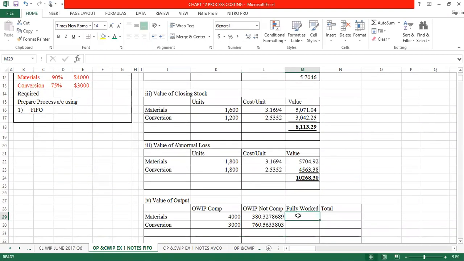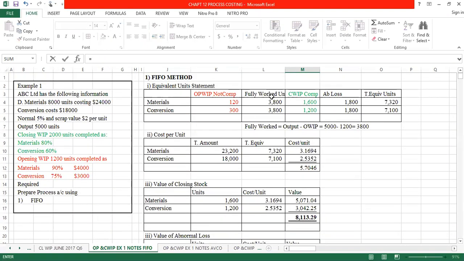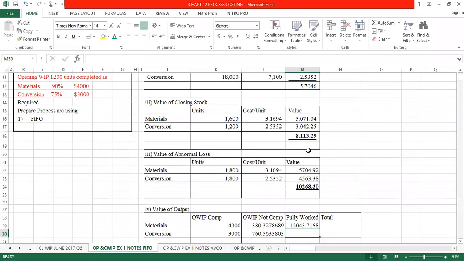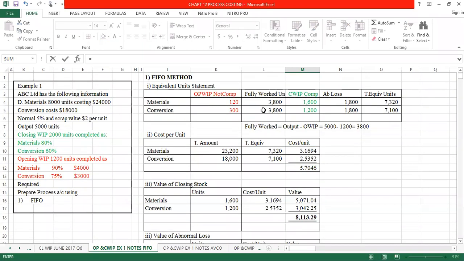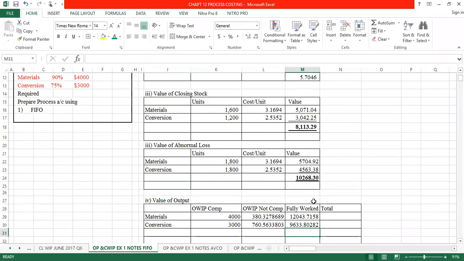You get that amount. Fully worked is also in the question. That 3,800, if it is there, times that, you pick it. Fully worked conversion, 3,800 times 2.5. So that is what you get. So in this case, you can look at what I'm trying to do, so that I'm really consistent.